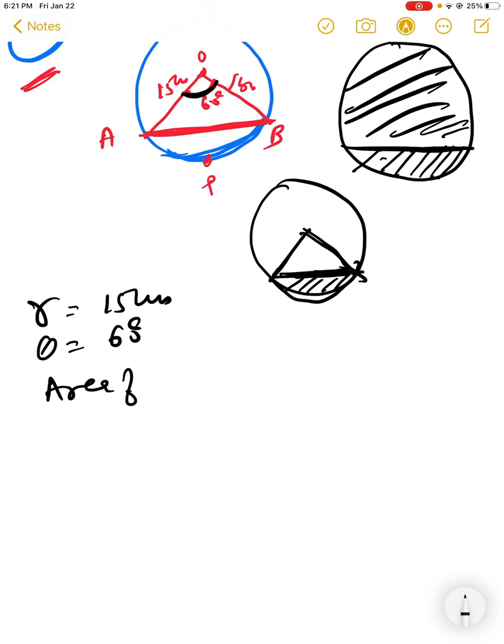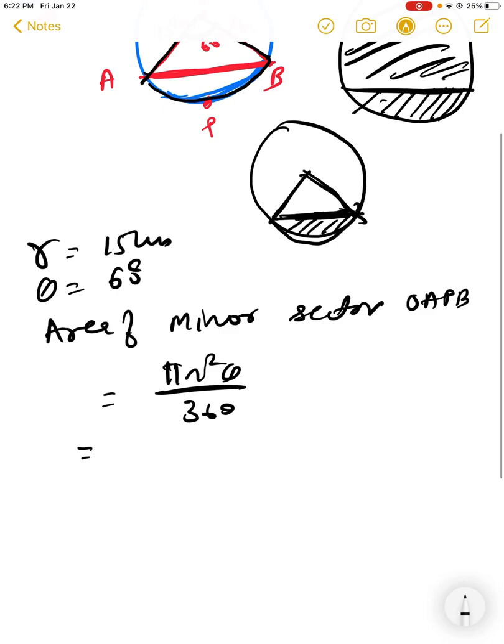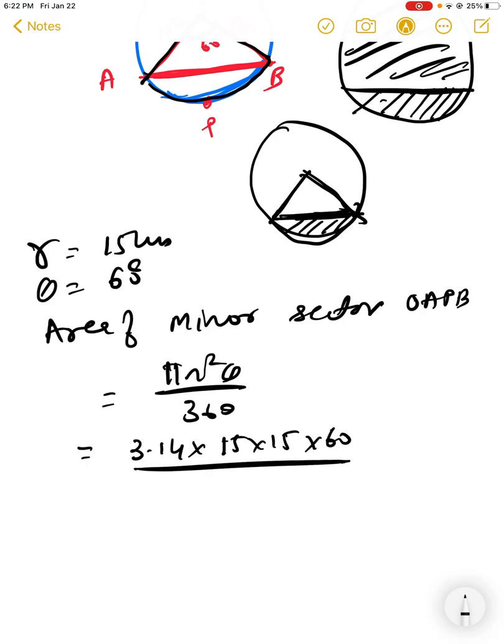So area of minor sector OAPB is equal to pi r square theta upon 360. Here it is given that we have to take pi as 3.14. So 3.14 into R into R, R is equal to 15, so 15 into 15. Theta is equal to 60 upon 360.